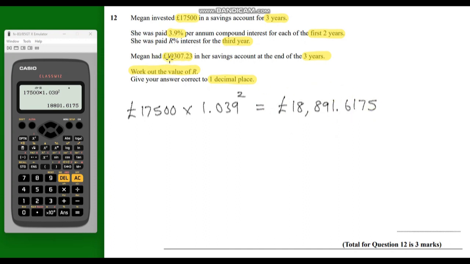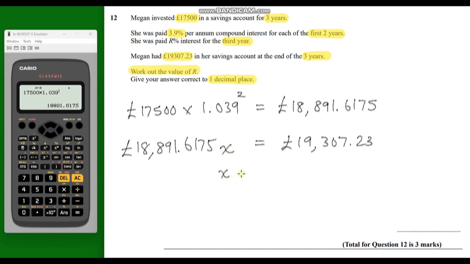Now at the end of 3 years, she's got this amount in her account. So she's going to invest 18,891.6175. And the multiplier, we don't know what the multiplier is, but let's just call it X. So she's going to multiply the investment by X, and at the end of that year, she's now going to have £19,307.23. So to work out X, well, we just need to divide. So we're just going to divide this by this.